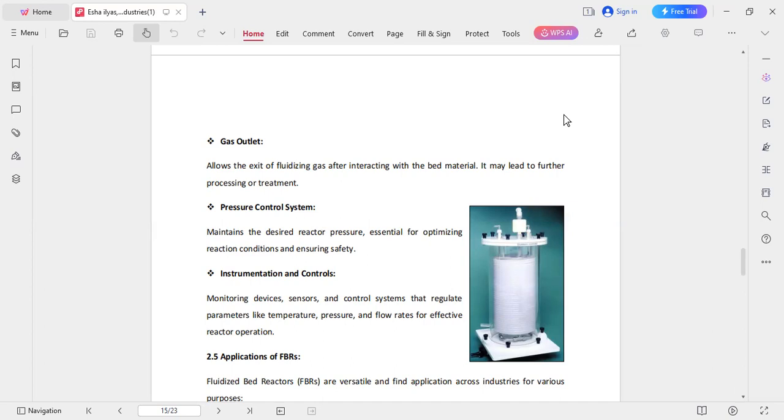Pressure control system. Maintains the desired reactor pressure, essential for optimizing reaction conditions and ensuring safety. Instrumentation and controls. Monitoring devices, sensors, and control systems that regulate parameters like temperature, pressure, and flow rates for effective reactor operations.